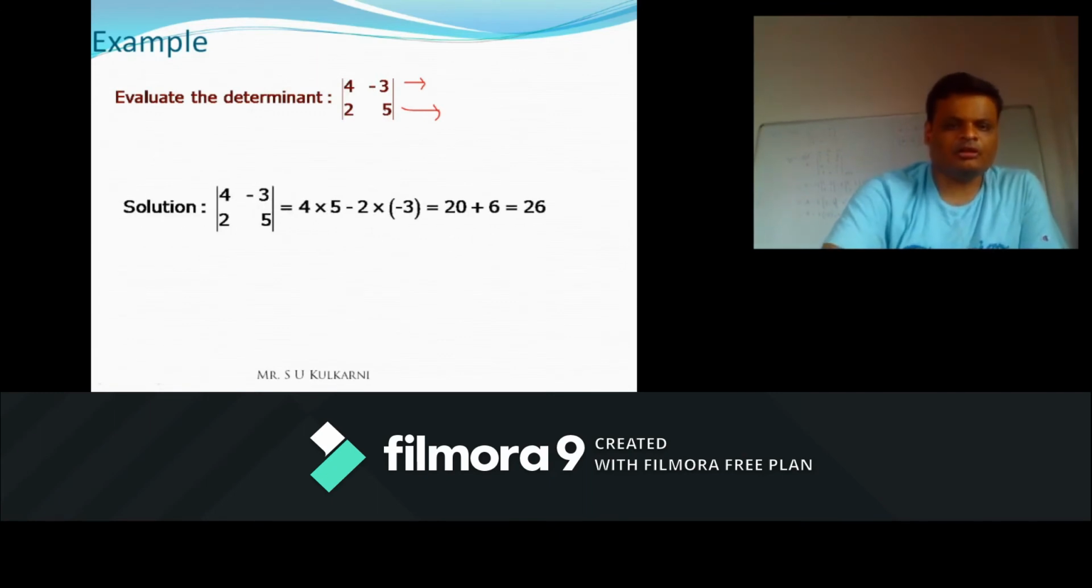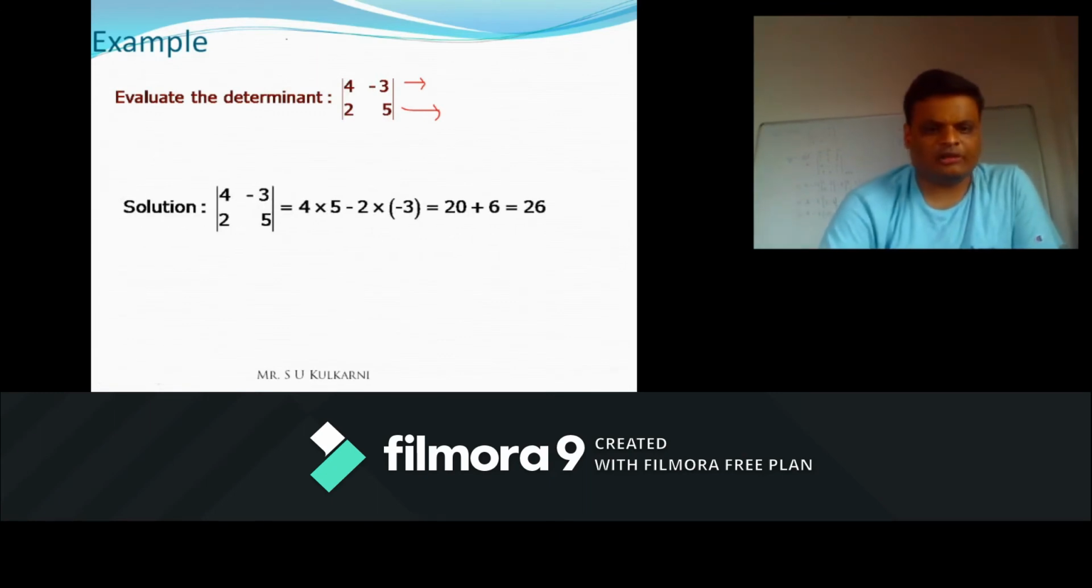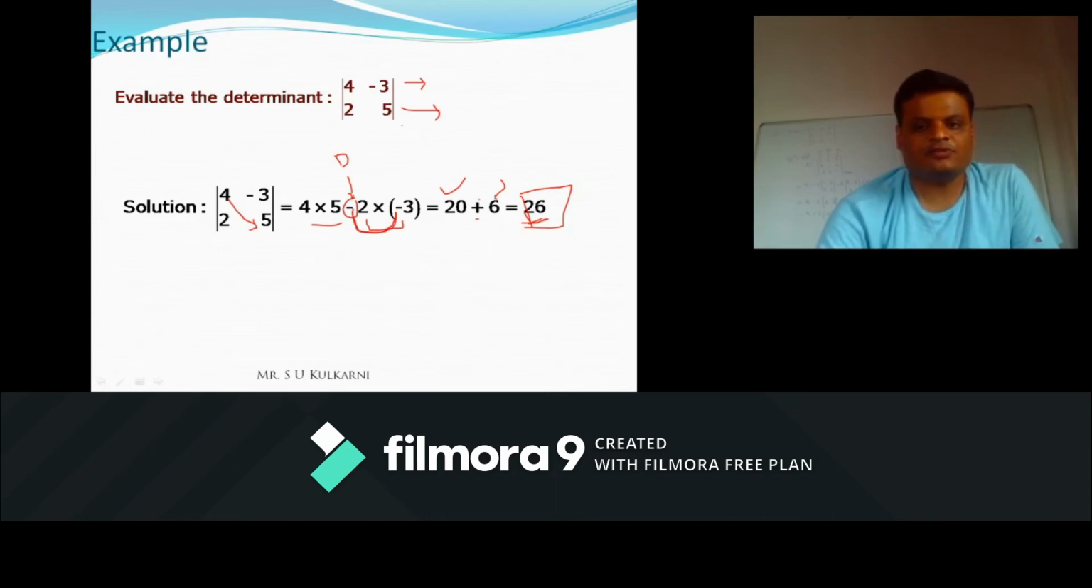Now here is the solution. How do we find the value of this determinant? That is 4 into 5. Now the minus sign, this minus sign is part of the procedure of the determinant. So minus 2 into minus 3. Here you have 2 into minus 3. So 5 into 4 is 20. Now this minus and this minus, these two minuses become plus over here, and here you have 6. So what is 20 plus 6? It is 26. So 26 will be the answer for this determinant.